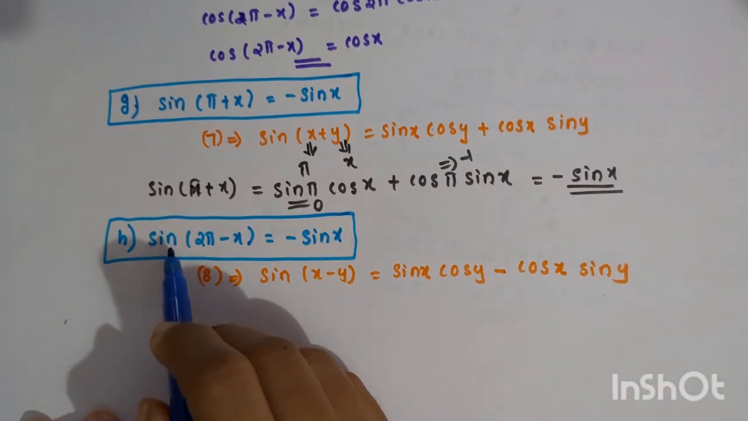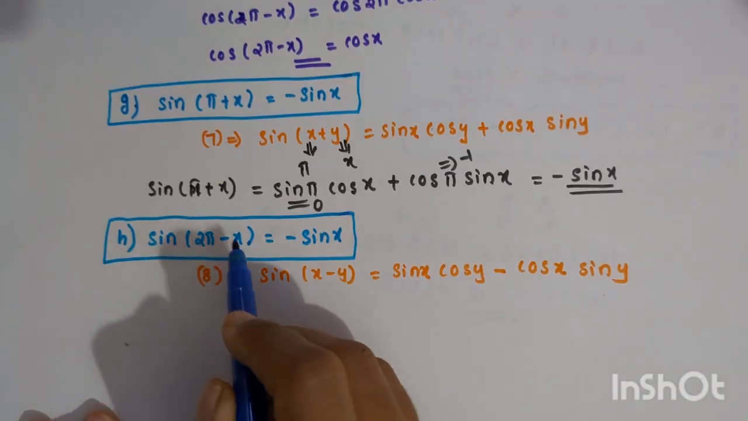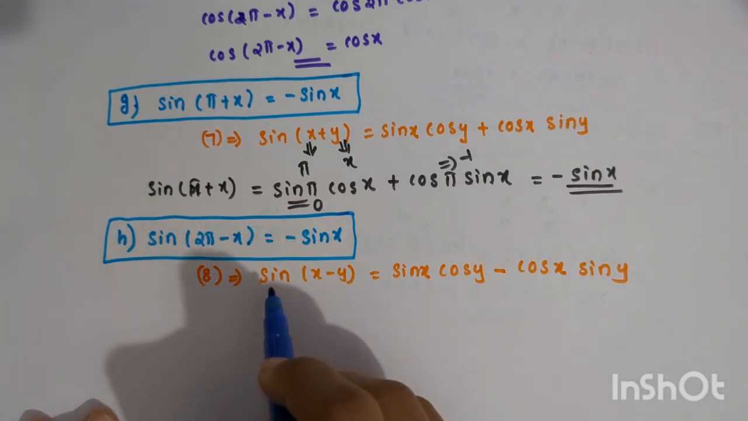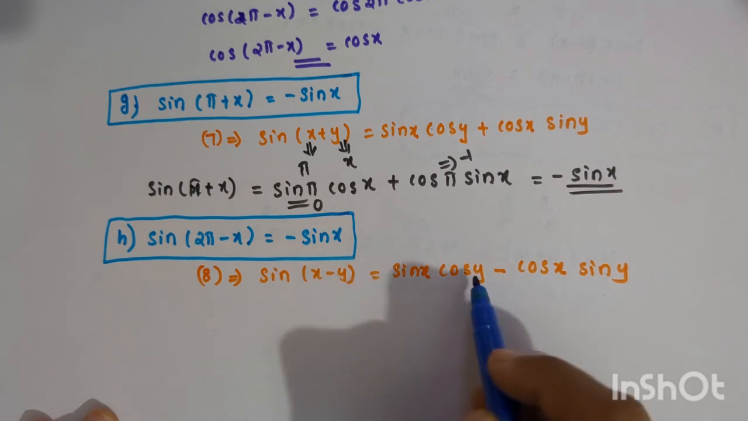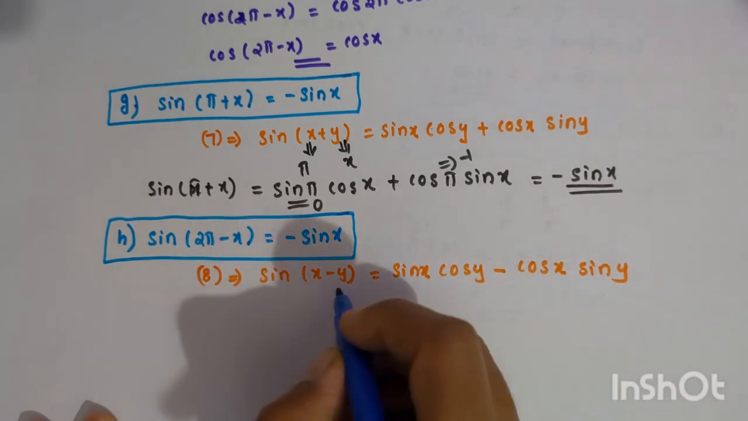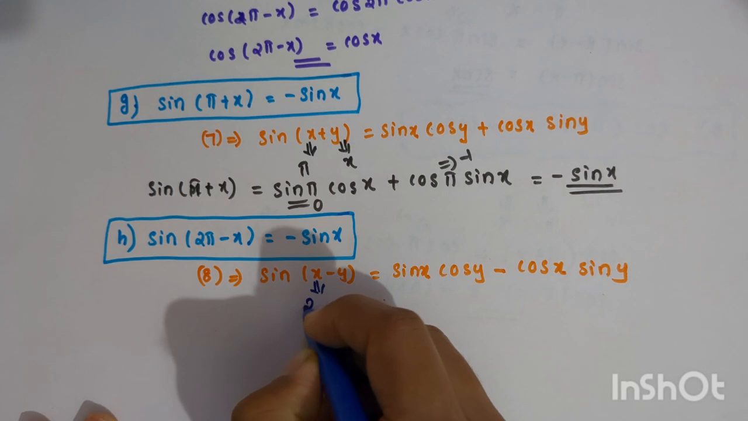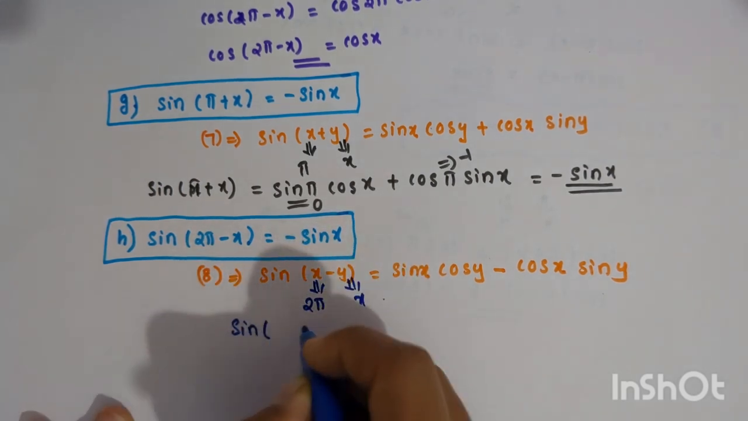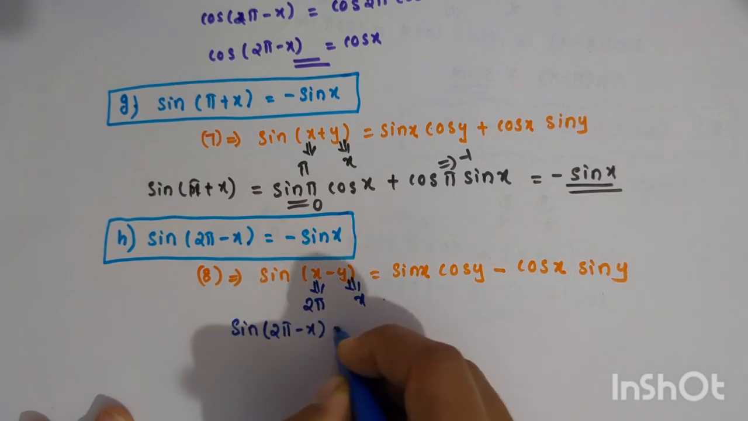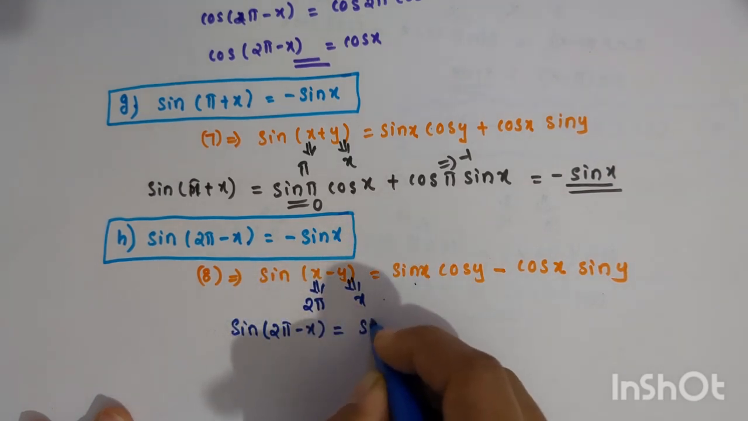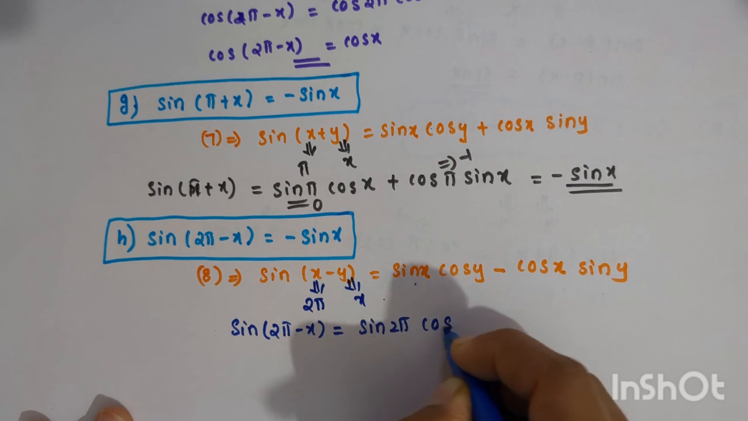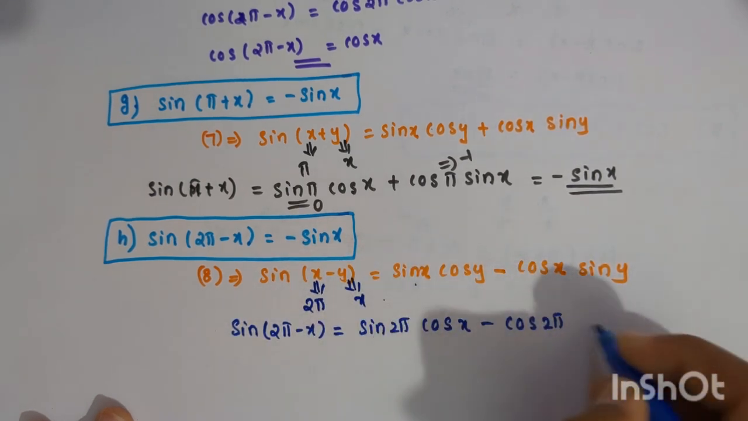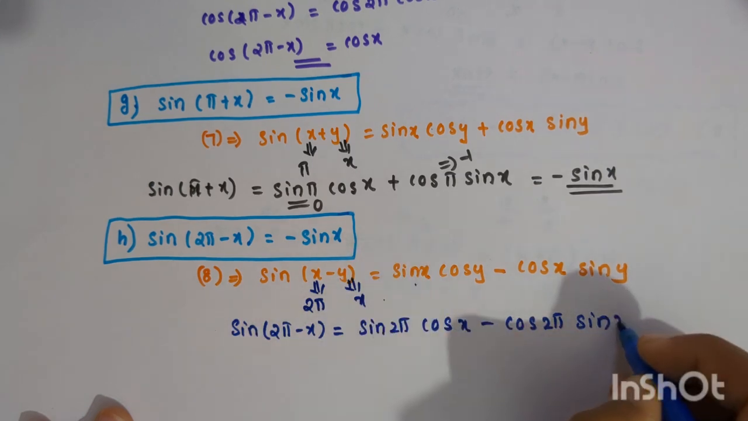Next, we are going to discuss this trigonometric identity, which is sin of 2 pi minus x is equal to minus sin x. To prove this, I am going to consider the eighth trigonometric identity, which is sin of x minus y is equal to sin x cos y minus cos x sin y. In the eighth trigonometric identity, I am going to replace this x by 2 pi and this y by x. So this becomes sin of x minus y, that is 2 pi minus x, is equal to sin x, that is sin 2 pi, into cos y, that is cos x, minus cos x, that is cos 2 pi, into sin y, that is sin x.